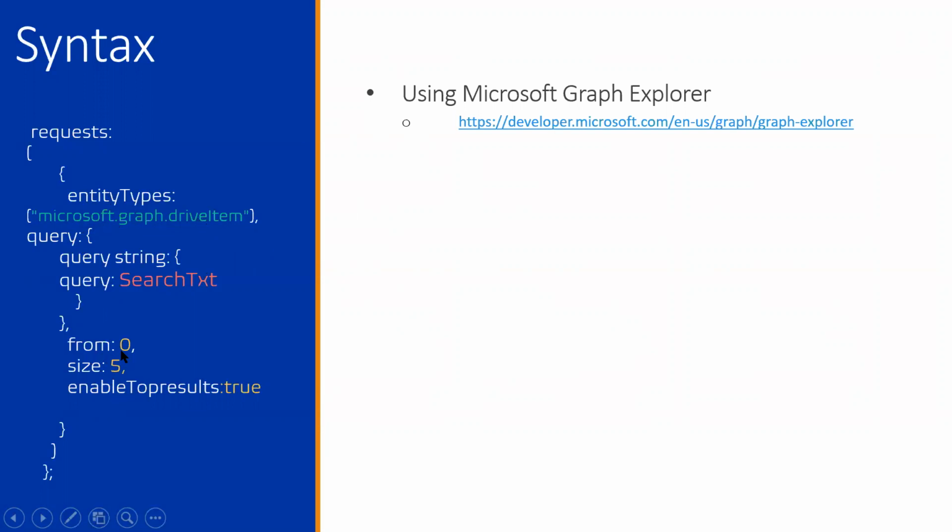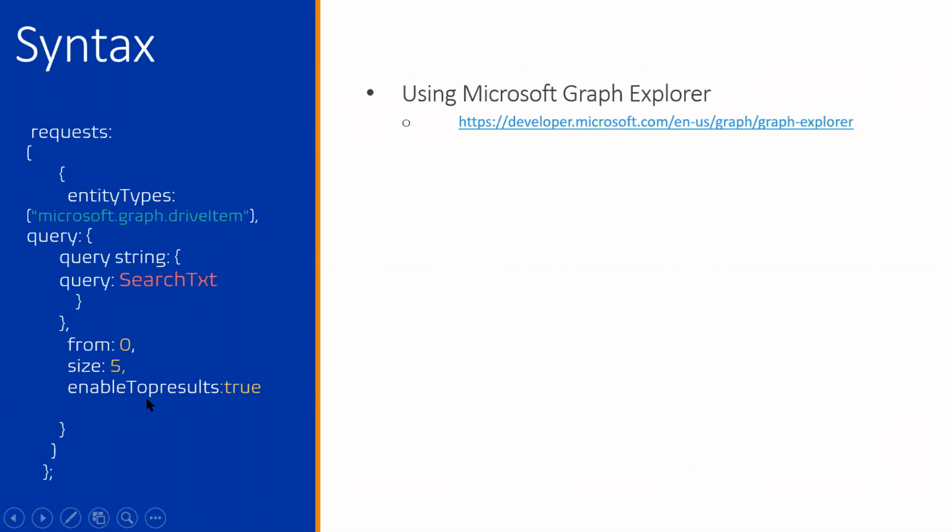From 0 will show you all the results from your first result. You can change it to second, third, fourth, so it will start the results from the fourth record of your result set. This is the size. If you have a single page application, you can trim this, or you can increase the size of data results coming back. And you can also enable the top results.